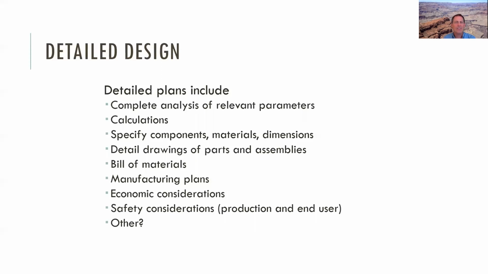The detailed design phase. There are lots of details that need to be sorted out before something can go to production. Complete analysis of everything critical about the design, the materials, the dimensions, all the calculations to support that. Specifications of purchased components, again, materials, dimensions, detailed drawings so that someone can build the parts, bills of material, manufacturing plans, economic considerations, all of these things are important to consider during the detailed design phase. It's not a focus for this class, but it is absolutely a key part of engineering a new design.